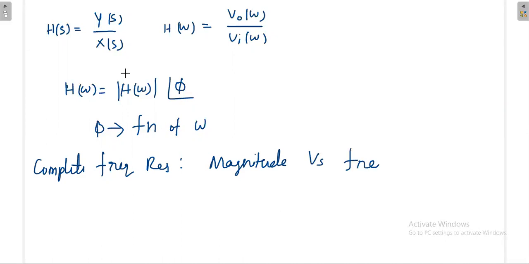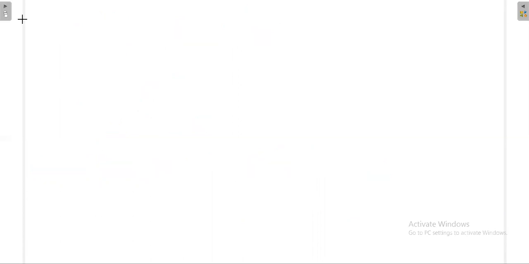That means how this quantity mod H of omega varies with respect to omega. That plot we'll call the magnitude versus frequency response, and also how the phase varies with respect to frequency. These two plots combined together we'll call the complete frequency response. Now we'll take a simple network, then we'll see what the complete frequency response of the circuit is.